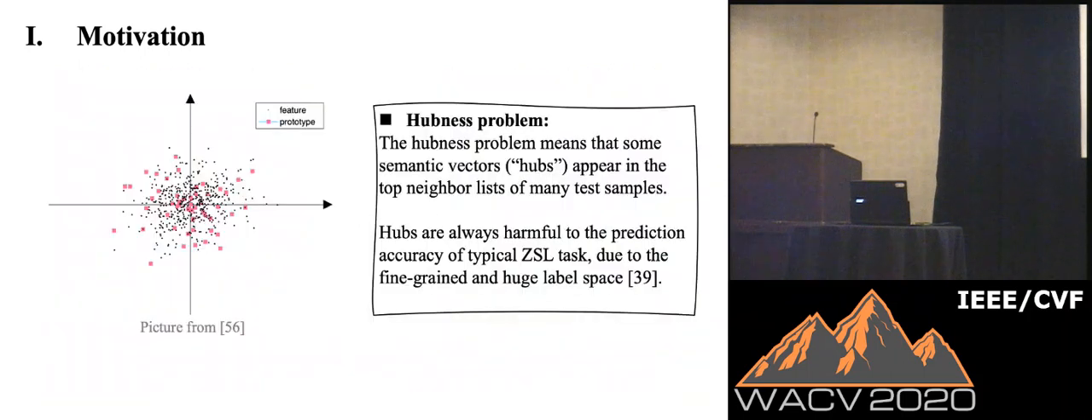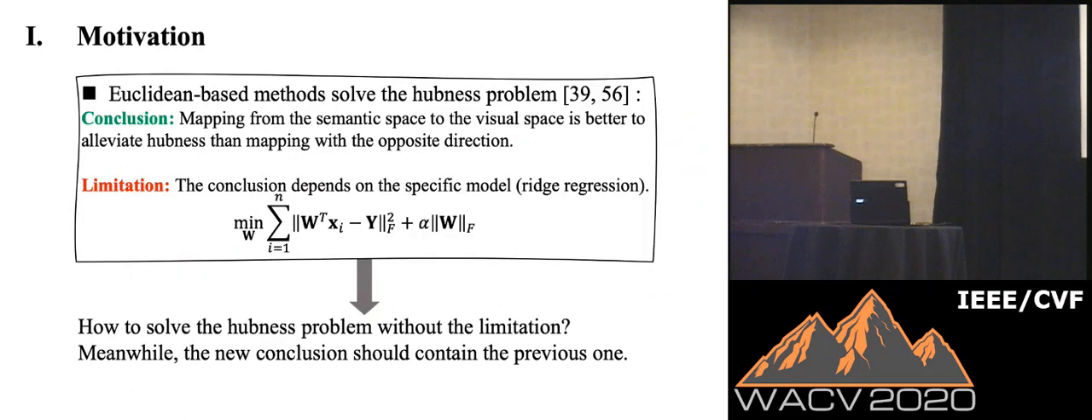In this paper, we focus on the hubness problem, one of the challenges in ZSL. The hubness problem means some semantic vectors appear in the top label list of many test samples, which is always harmful to ZSL. Recent work solves the hubness problem based on Euclidean metric. However, their conclusion depends on the specific model like ridge regression. For the greatest applicability, the motivation of this paper is to alleviate the hubness problem without the limitation.